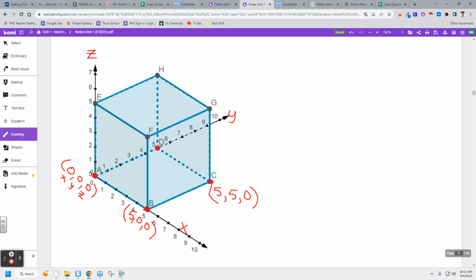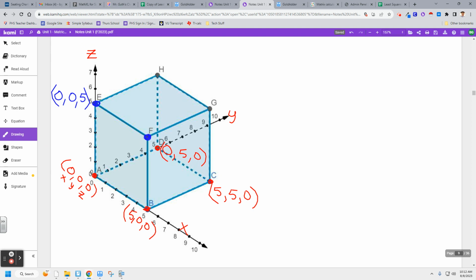This point D doesn't have an x distance, but it does have a y. It goes out to 5 on the y. It does not go up at all, so that's (0, 5, 0). Those are your first 4 points. That's the bottom of that shape. So now let's do the top of the shape. Again, it doesn't really matter what order you do the points in. Let's go right here: 0 on the x, 0 on the y, 5 on the z.